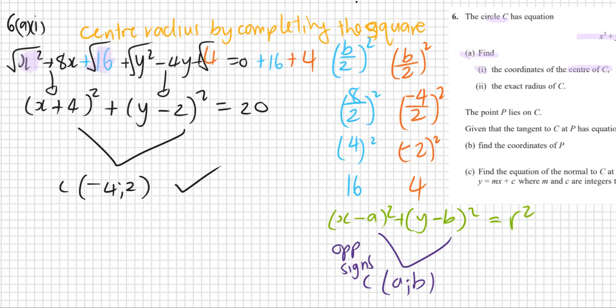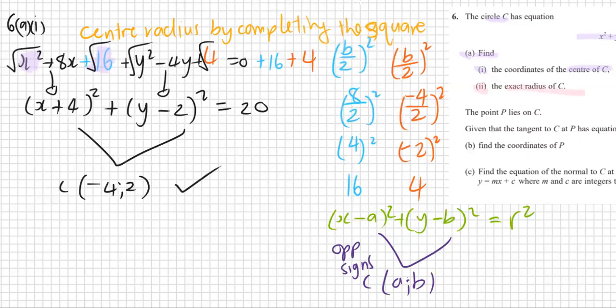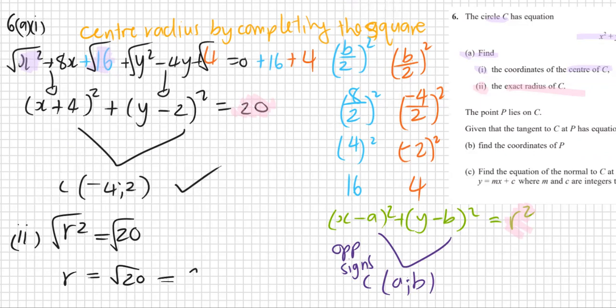Part II says: find the exact radius of the circle. Now we've got center-radius form, we know that r squared is in the position where we've got this 20. So r squared must be equal to 20. If we square root both sides, our radius is the square root of 20. You want to make sure it's in its simplest form, and that's going to be 2 square root 5. Perfect.